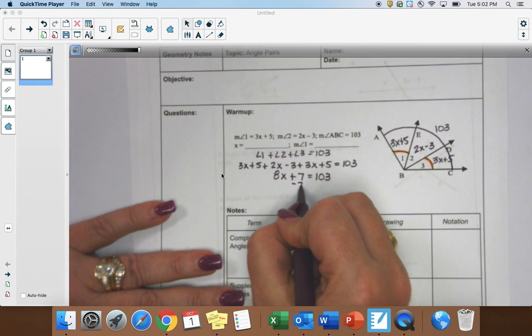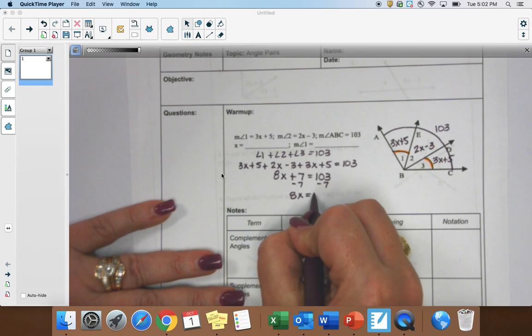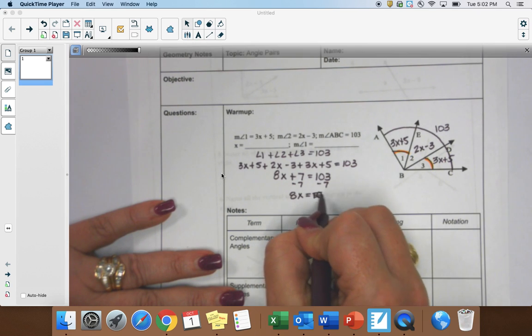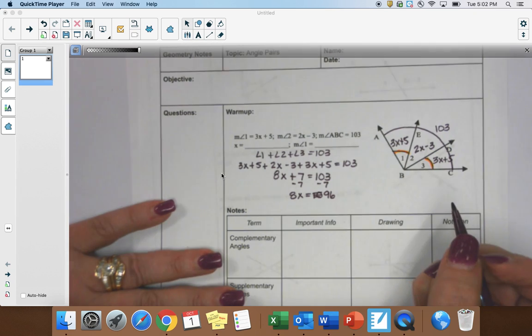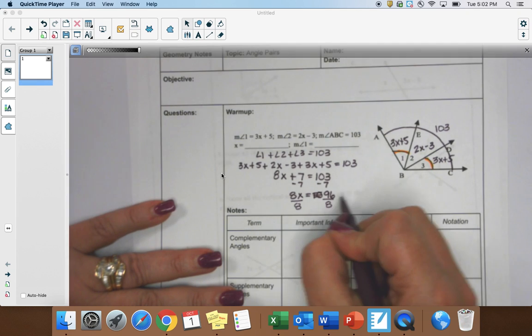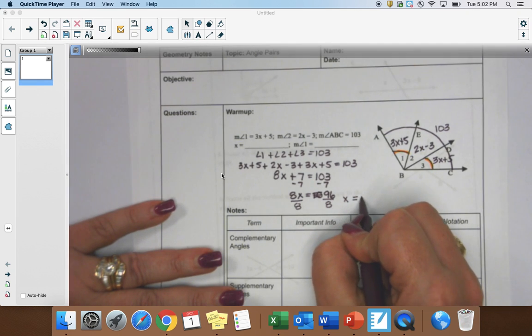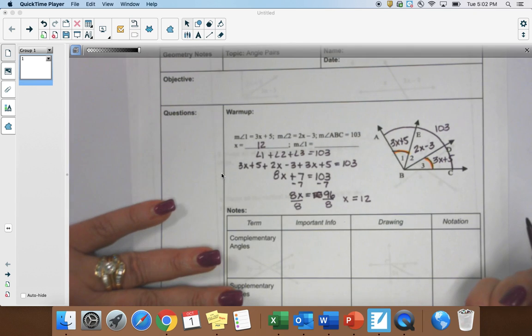Subtract 7 from both sides. You get 8x is equal to 96. And then divide both sides by 8, and you get that x is 12. So that answers this part of the question. Always be sure you go back and answer the question that's being asked of you.